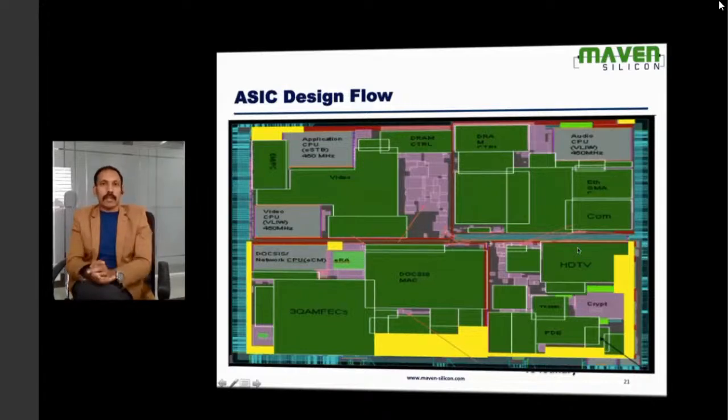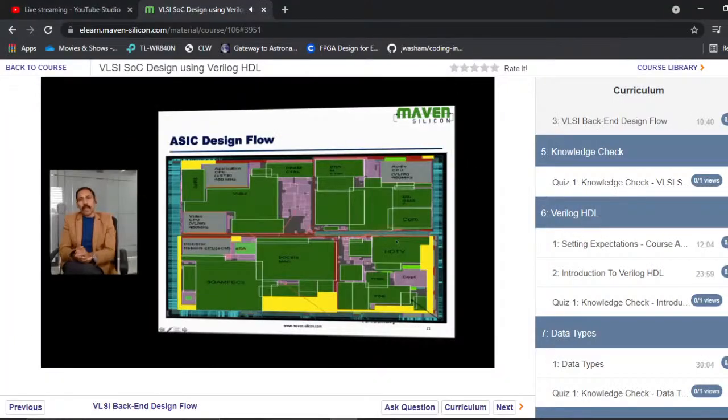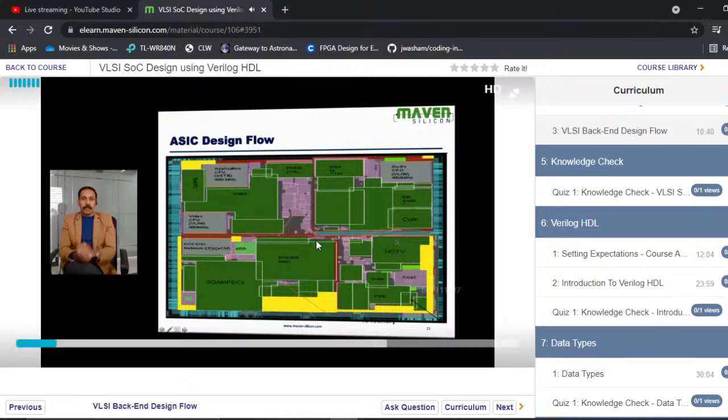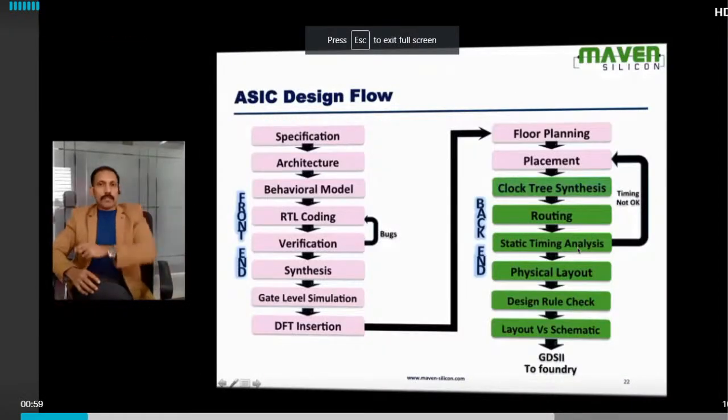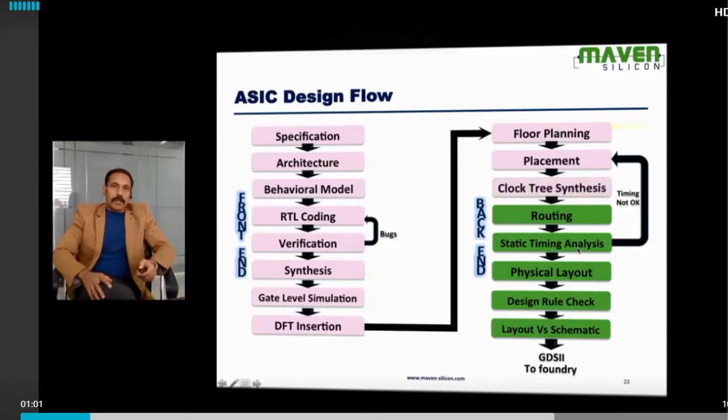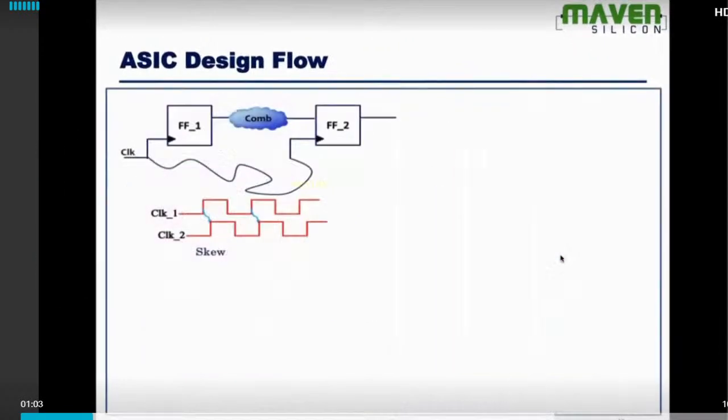Floor planning is very critical. So while doing floor planning, we have to think about how efficiently we can utilize the space. And the placement decides how the routing is going to be without any congestion. Then after placement, we do clock tree synthesis.